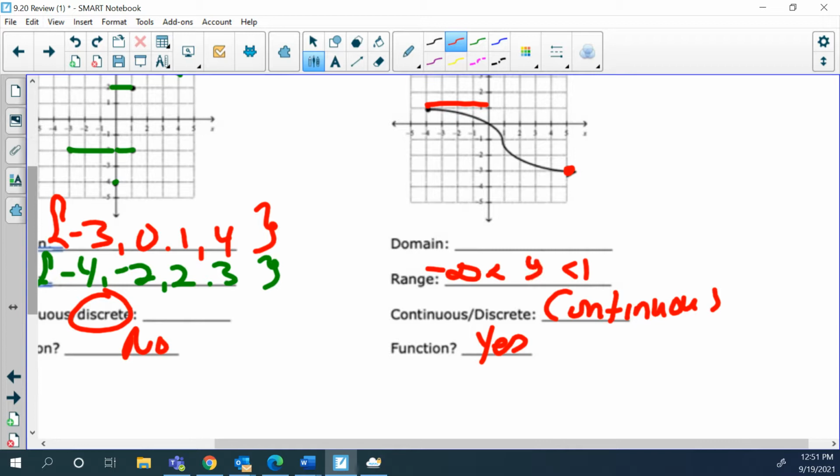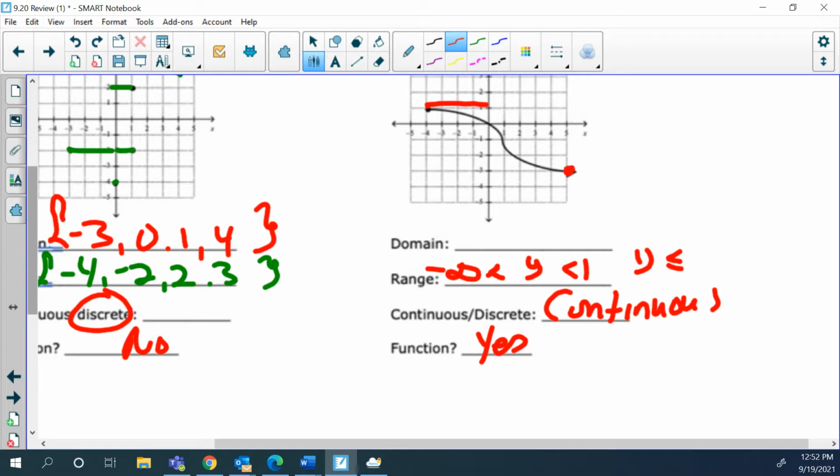So the range is from -infinity to 1. Now, we can also write this in a different format, all right? We can write this as y is less than, all the y values less than or equal to 1. Why is that?